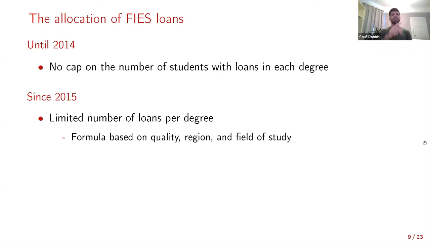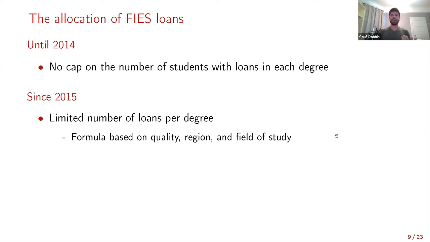Actually, the first part of the answer is that now the loans are limited, and one of the criteria to limit the loans is the quality of the degree. So now they are channeling those loans to high quality degrees. And the second part is the way in which you allocate those loans to students. Because now we have this limited number of spots, there is going to be competition for those spots. And how do you decide who gets the loan?